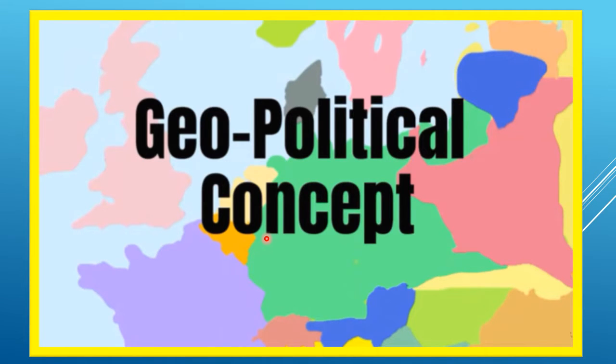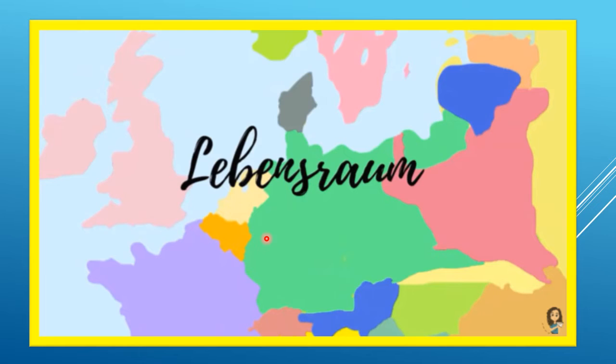The other Nazi ideology was the geopolitical concept. Now, what is geopolitical? It is the study of the way a country's size and its position influence its power and its relationship with other countries. Hitler's geopolitical concept was Lebensraum, meaning living space.